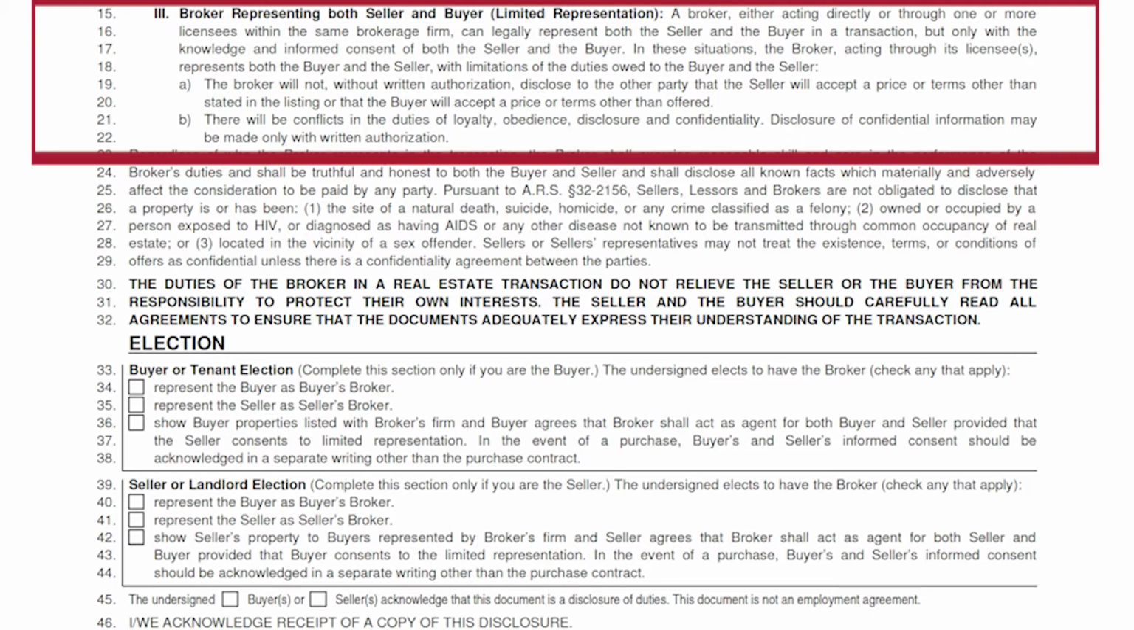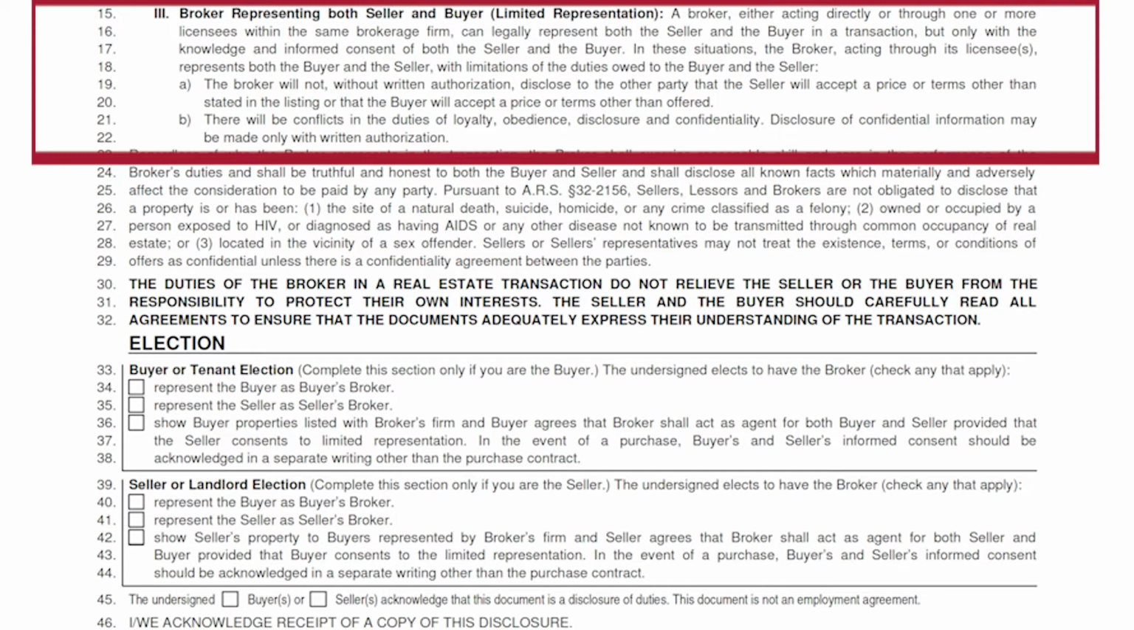This term refers to the instance when one broker represents both the buyer and the seller. It states here that a broker, either acting directly or through one or more licensees with the same brokerage, can legally represent both the buyer and the seller in a transaction. However, it does also state that this can be done only with the informed consent of both the buyer and seller. This informed consent will be granted with the AAR form that's titled Consent to Limited Dual Representation.